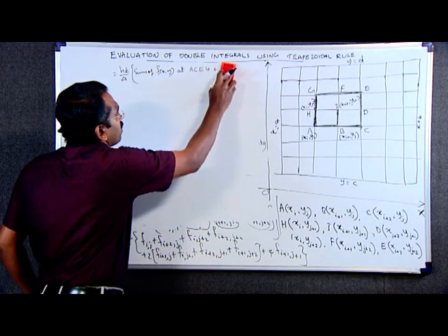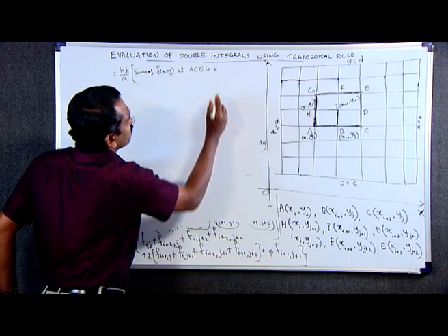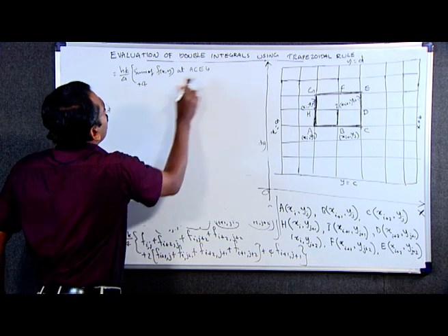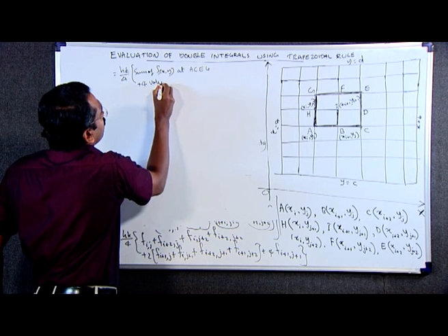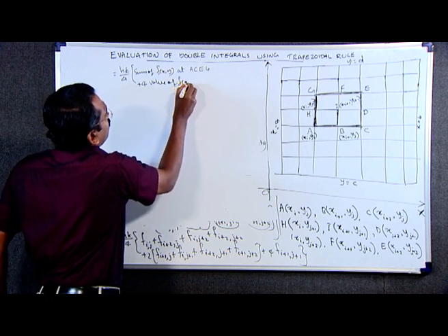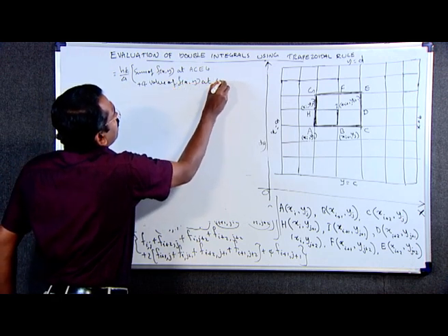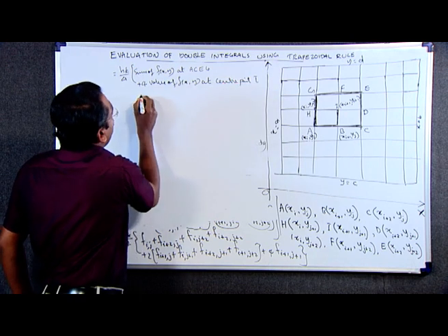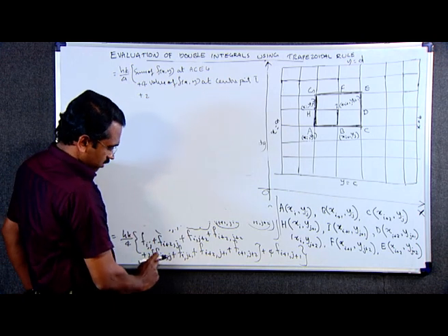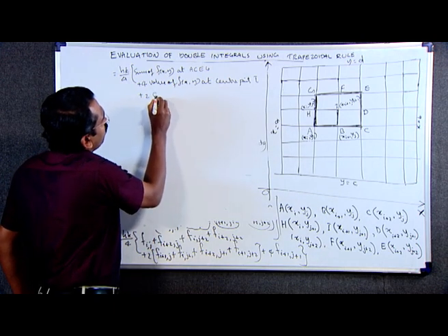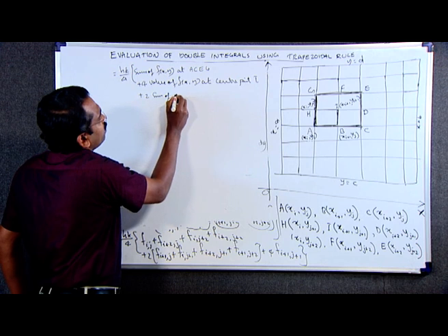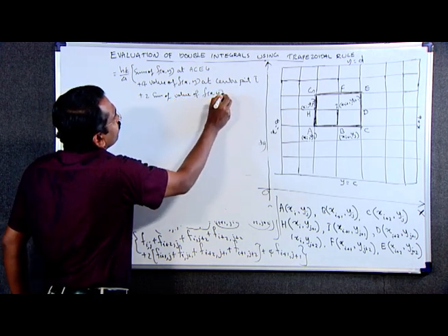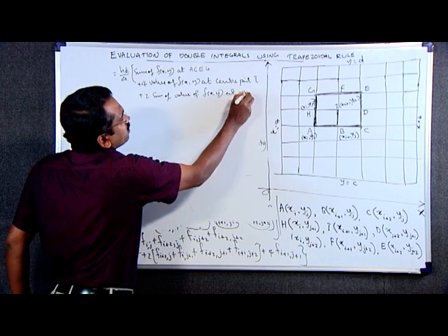Therefore, we write this first, that is plus 4 into value of the function at the center point I and 2 into sum of the value of the function f of x y at the remaining points.